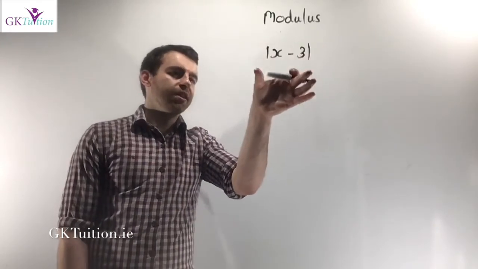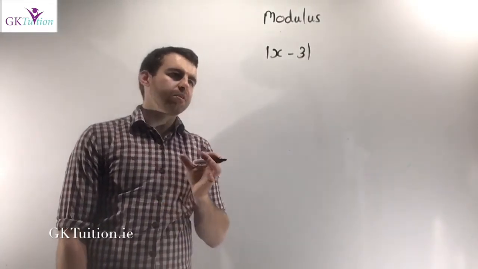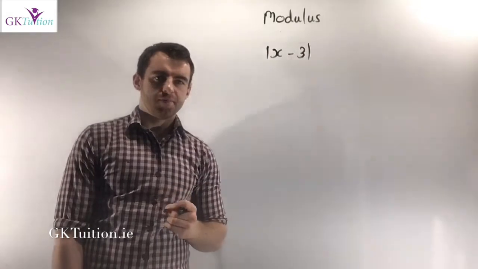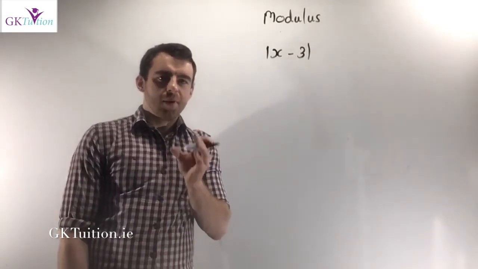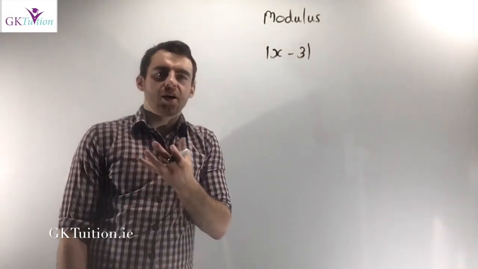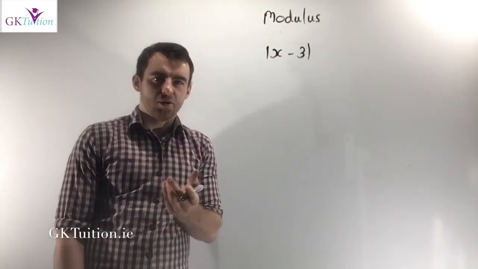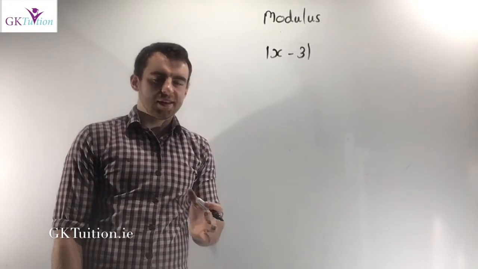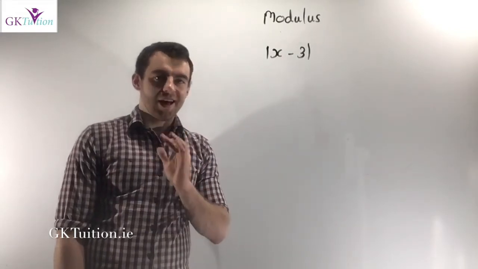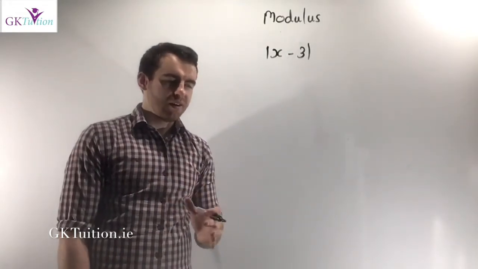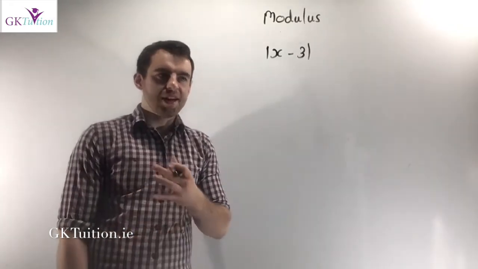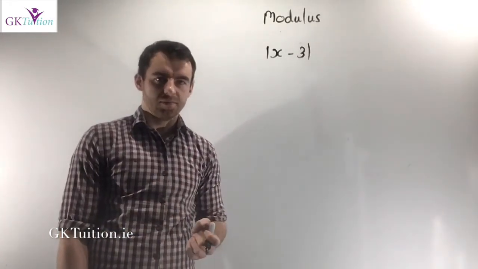The modulus signs here are the two vertical lines. So this means the modulus of x minus 3. Something inside a modulus occupies space. It's a length, a distance, an area, or a volume. All of these things have one thing in common. They cannot be negative. You cannot have a negative distance or a negative area or a negative volume.